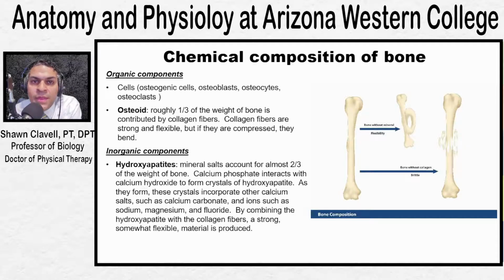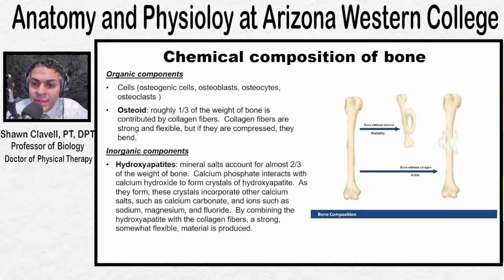Today we're going to be talking about the chemical composition of bone. Now, bone consists of inorganic and organic compounds. It's the organic compounds that include the cells, the osteogenic cells, osteoblasts, and osteocytes, as well as osteoclasts, that make up about 2% of the bone's weight. It's the osteoid. Osteoid is the organic material, which makes up about 33% of the weight of the bone, which is really the collagen fibers. Collagen fibers are strong and flexible. Think of them like a rope, but if they're compressed, they bend.